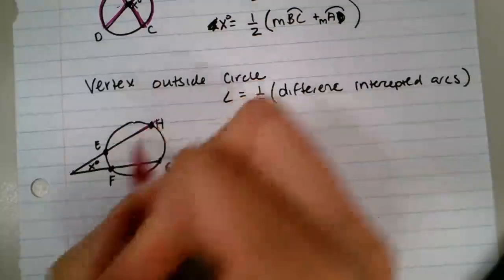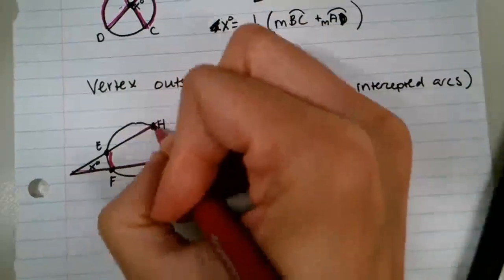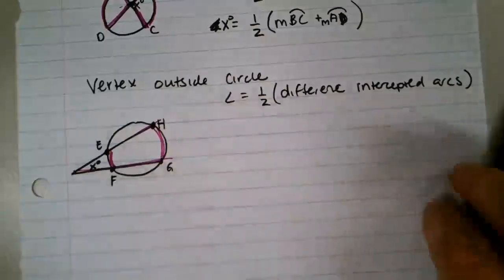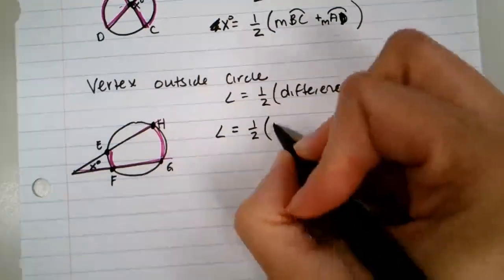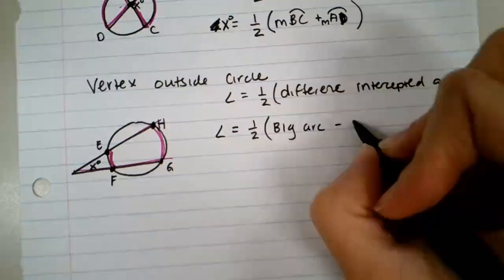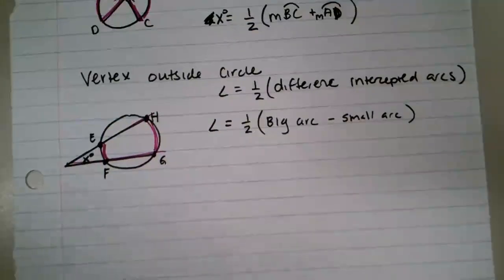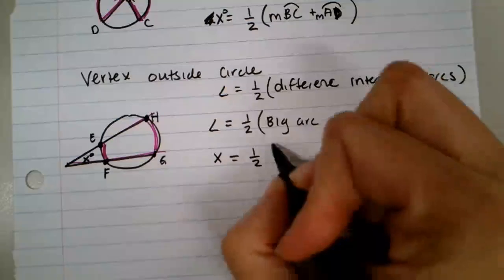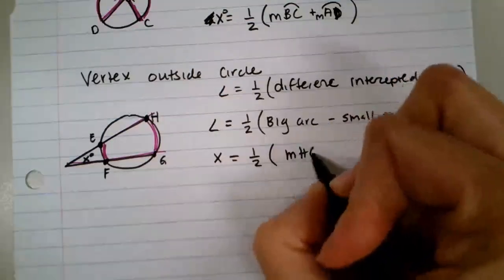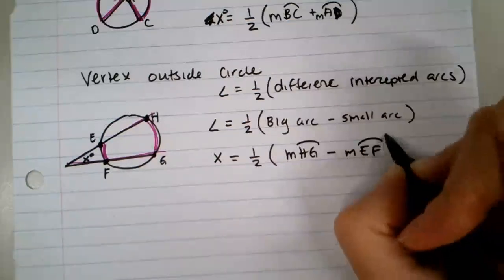In this situation, our angle intercepts two arcs. There's this arc here and this arc here. Now, if I want positive numbers, I'm going to have to do the big arc minus the small arc because I'm not going to have negative angles. So it would be x is equal to half of HG minus EF.